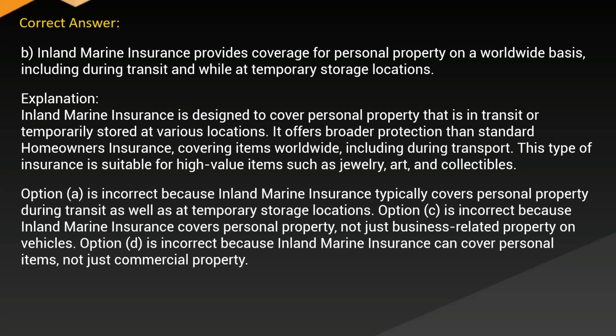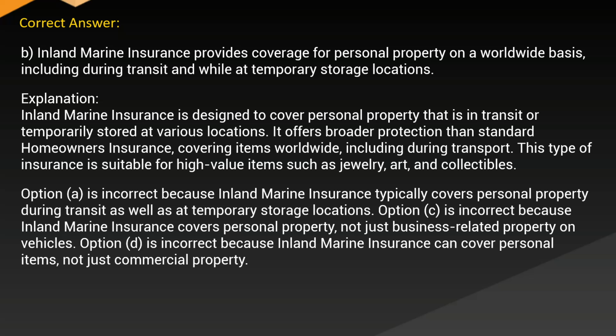Correct answer. B. Inland marine insurance provides coverage for personal property on a worldwide basis, including during transit and while at temporary storage locations. Explanation. Inland marine insurance is designed to cover personal property that is in transit or temporarily stored at various locations. It offers broader protection than standard homeowners insurance, covering items worldwide, including during transport. This type of insurance is suitable for high-value items such as jewelry, art, and collectibles.